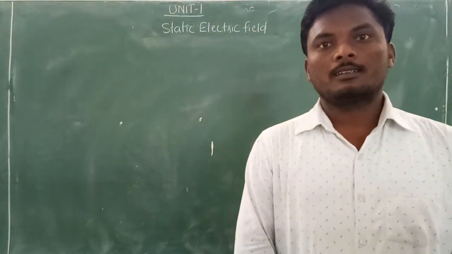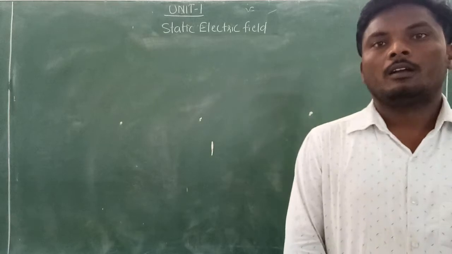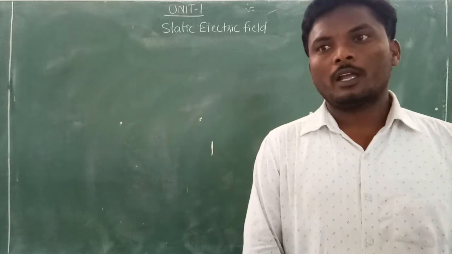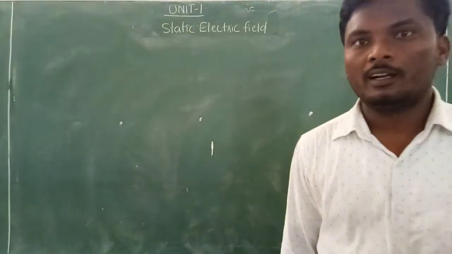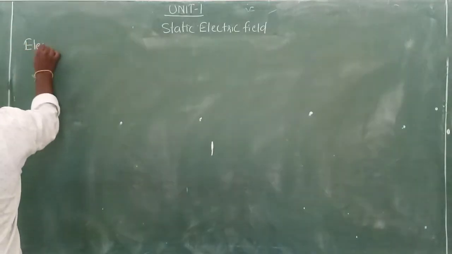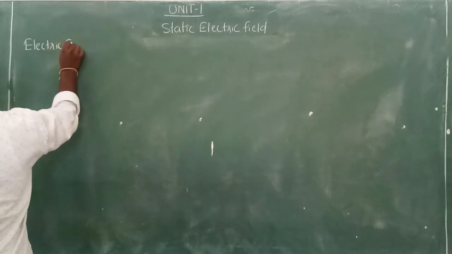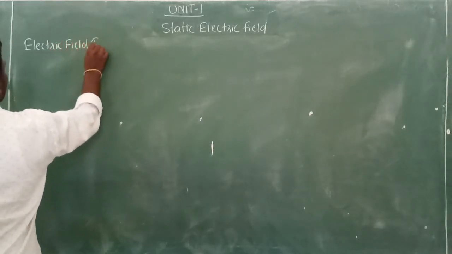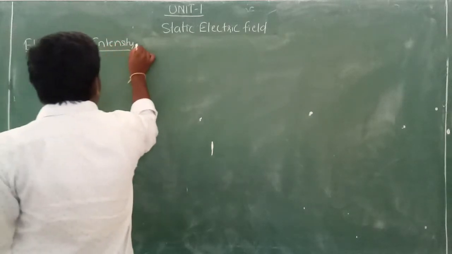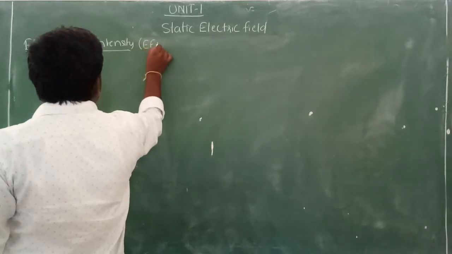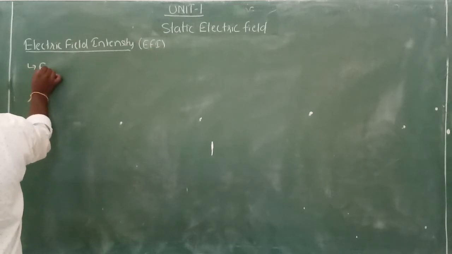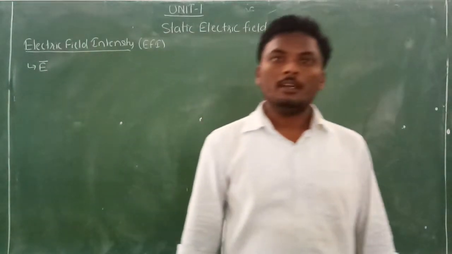In the last lectures, I discussed Coulomb's law and the transformation of a vector from one coordinate system to another coordinate system. Now, in this lecture, I would like to explain electric field intensity. It's a very, very important concept. Electric field intensity. Shortly, I can write it as EFI and it is represented by A bar. Why? Because electric field intensity is a vector quantity.